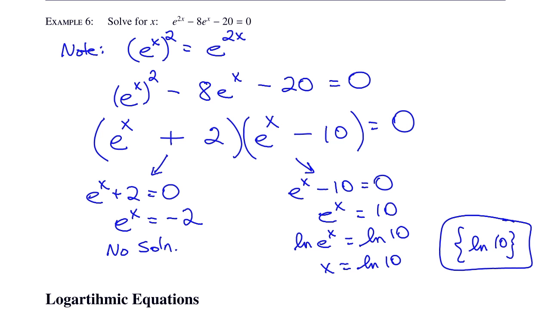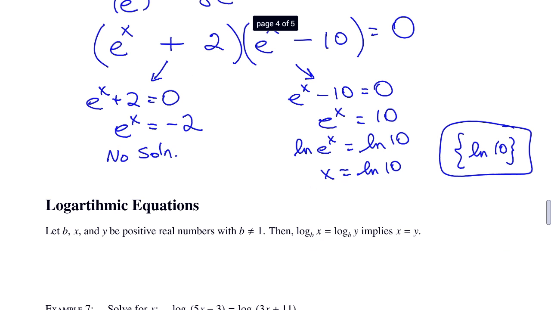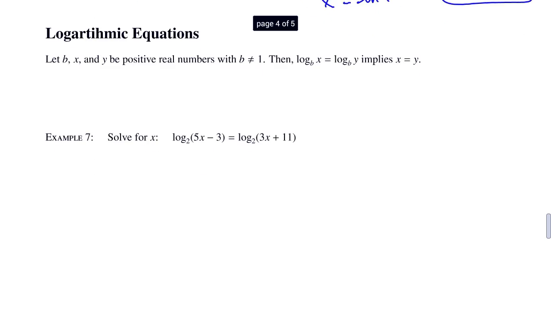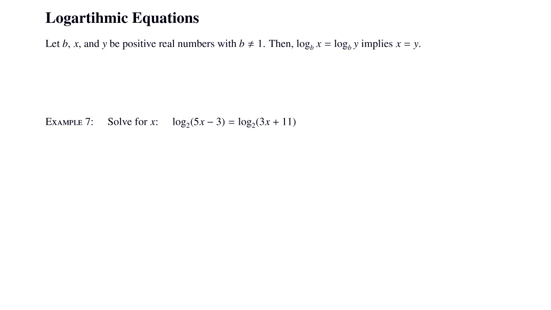Next, let's look at logarithmic equations. Let b, x, and y be positive real numbers with b not equal to 1. Then log base b of x is equal to log base b of y implies that x is equal to y. So again, this comes from the fact that y equals log base b of x is one-to-one. So whenever there's a log in the same base, if those are equal, then the arguments must be equal, and x is equal to y.